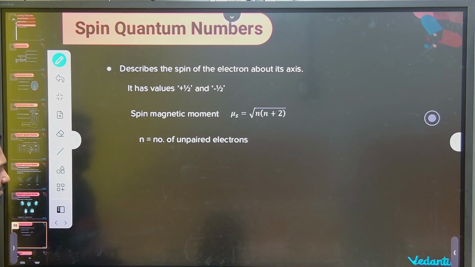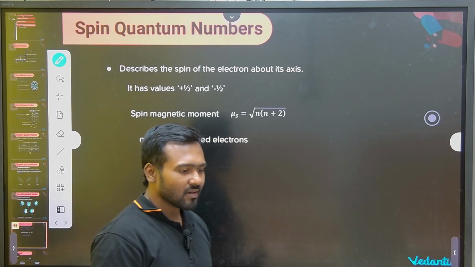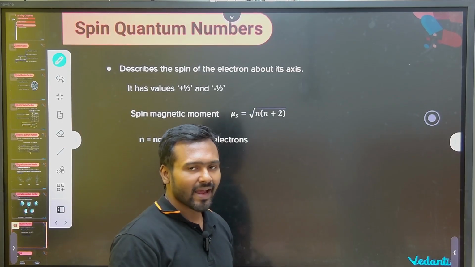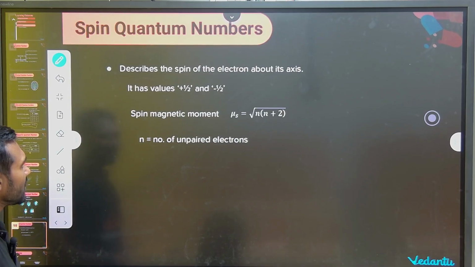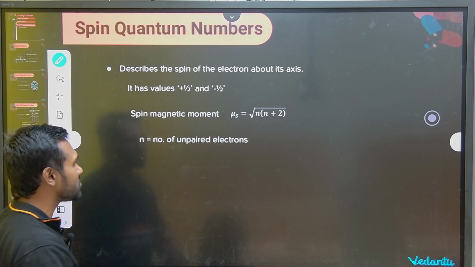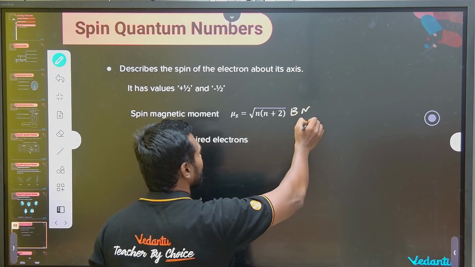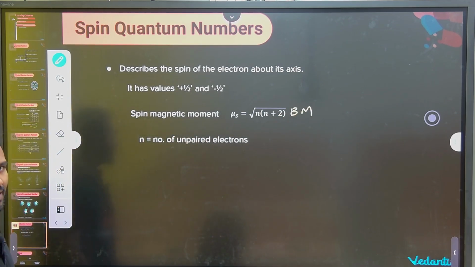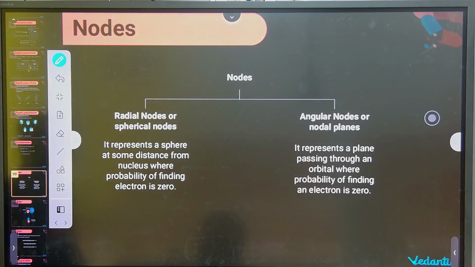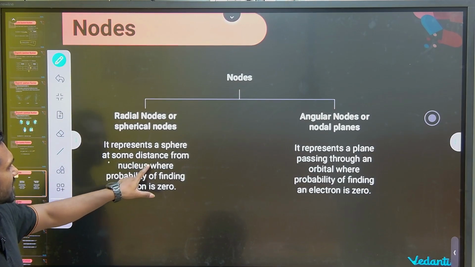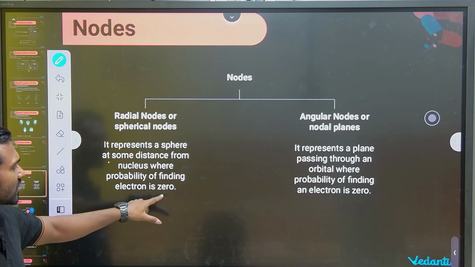Next, spin quantum number. Anyway, you know this one. Clockwise spin, anti-clockwise spin, that is upward arrow, downward arrow, plus half, minus half, right? And spin magnetic moment, mu is equal to under root n into n plus 2 BM, Bohr magneton, for the magnetic compounds having unpaired electrons. Nodes: we have 2 types of nodes, radial nodes and angular nodes. Radial nodes represent a sphere at some distance from the nucleus where the probability of finding the electron is 0.